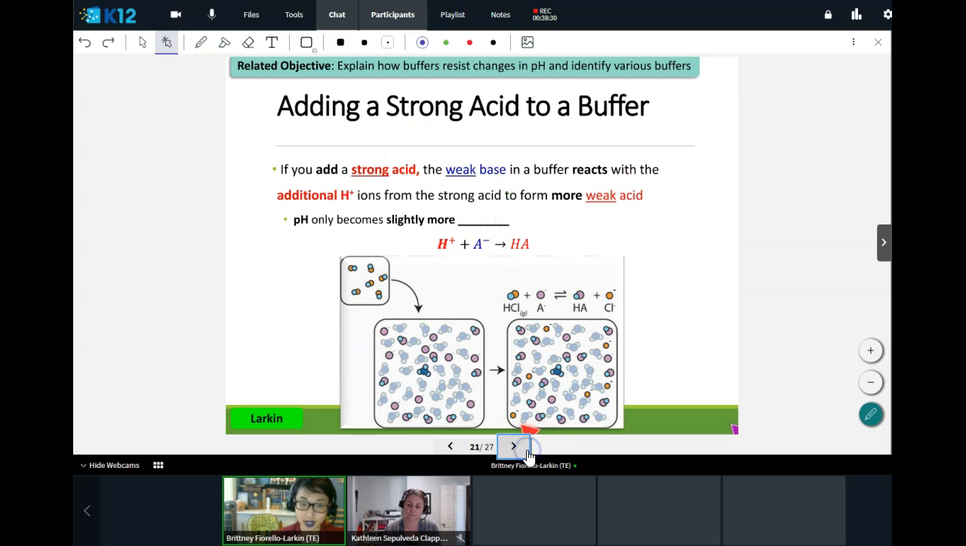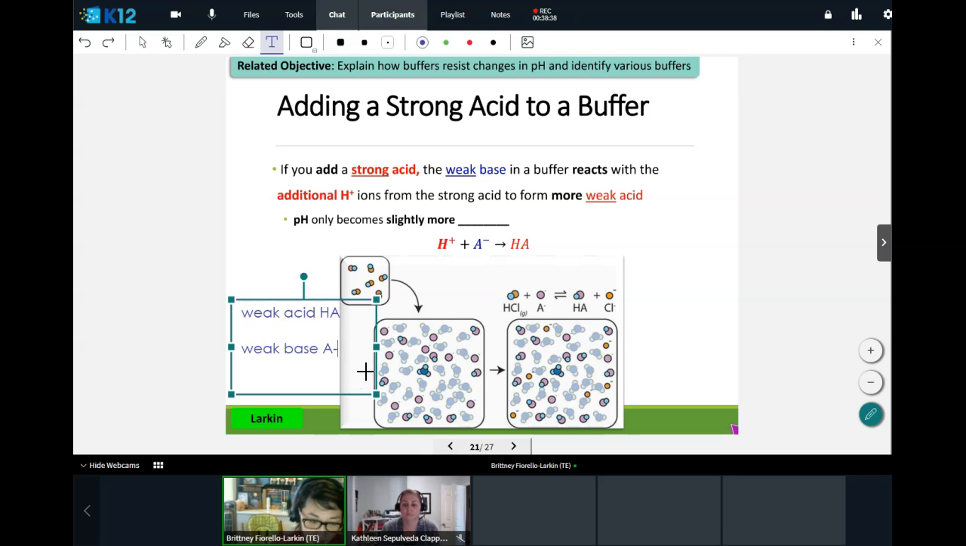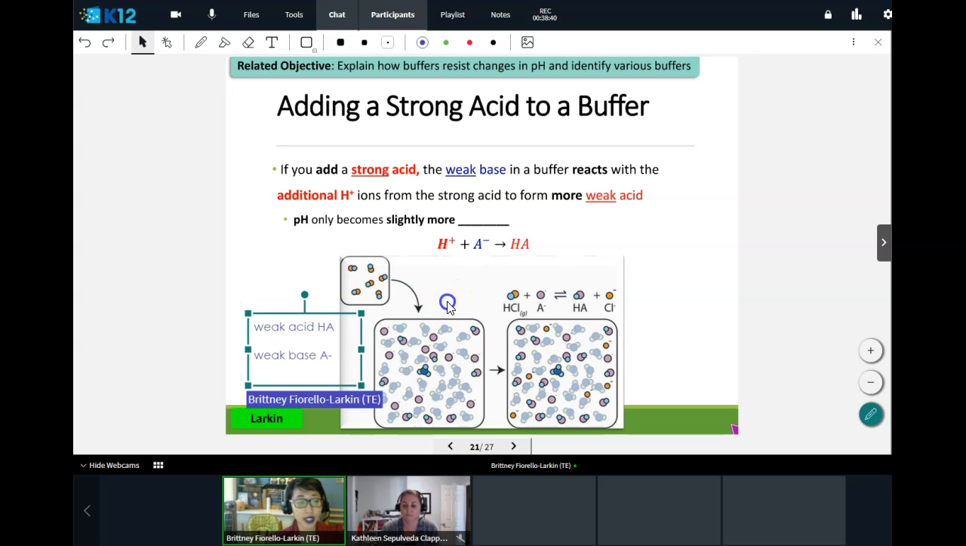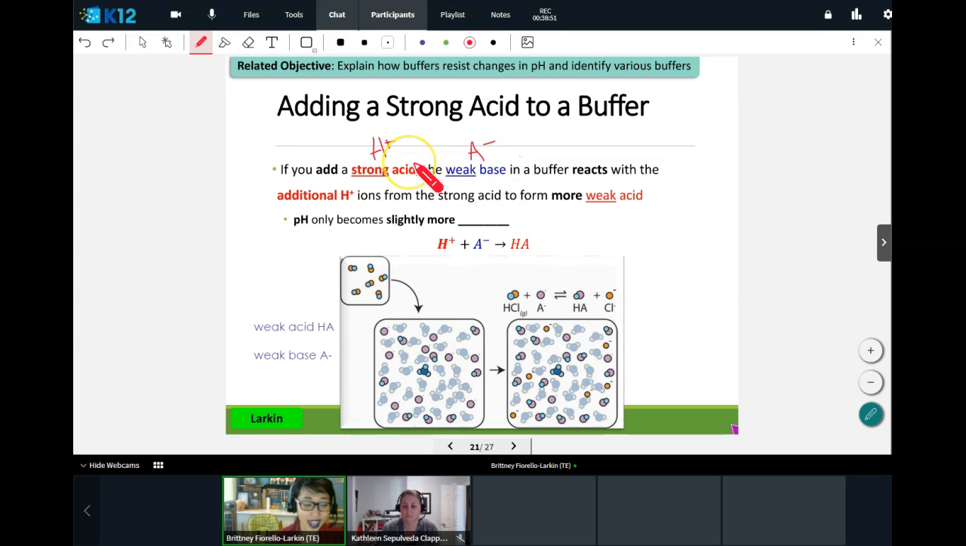Let's try the opposite situation. Our buffer has our weak acid HA and our weak base A negative. This time, what happens if we add a strong acid? Remember, strong acids contribute positive hydrogens, and our weak base is a negative. So again, the opposites will react. A strong acid will react with our weak base, and these join up together to simply create HA. But look at that, HA is something we already have in our buffer.